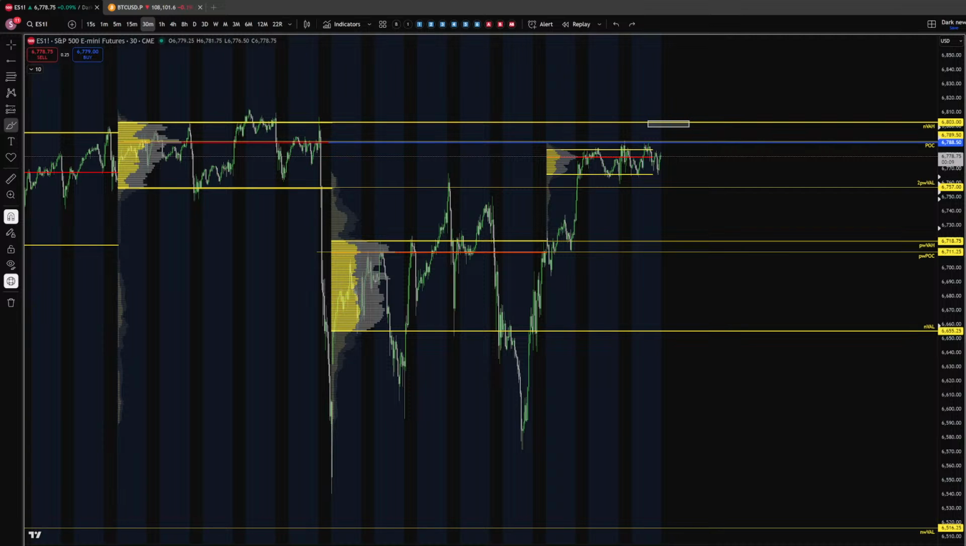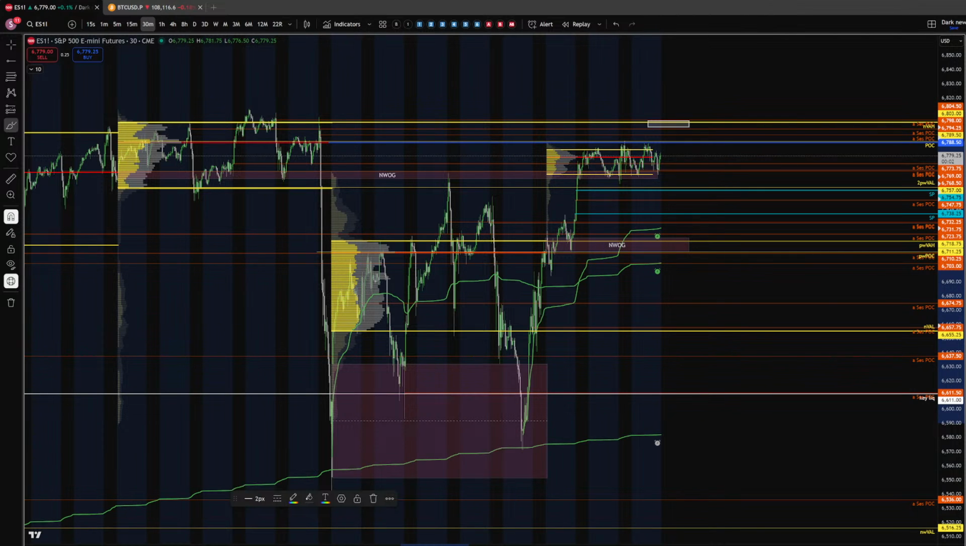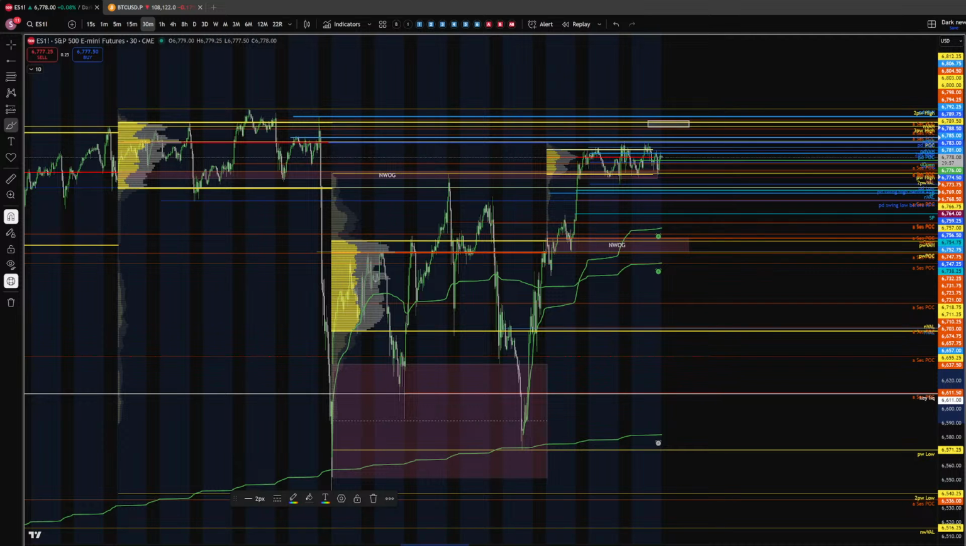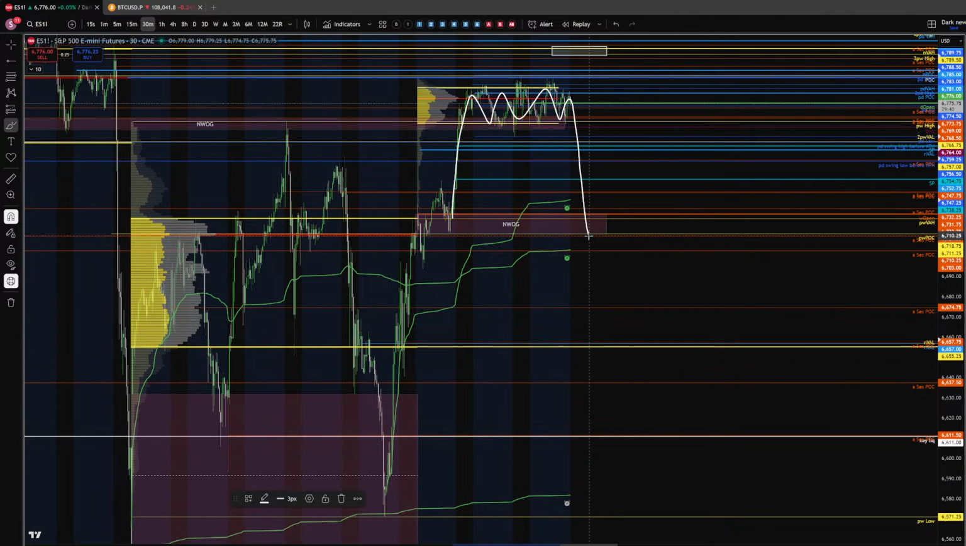And if we keep adding levels, we can see how this area here gets stacked again with levels, and this one here too. That was the one I showed you before, where this impulse started, consolidation down. This is the next area for a bounce that I would look for.